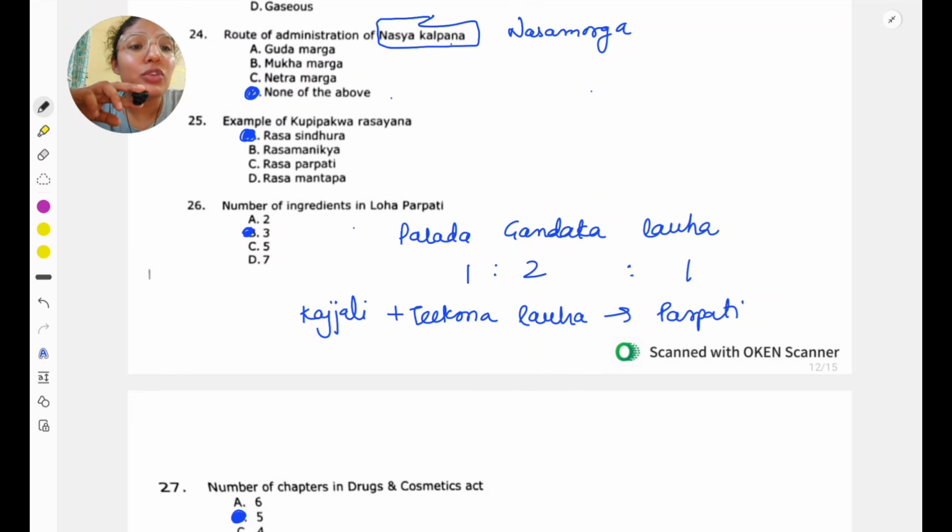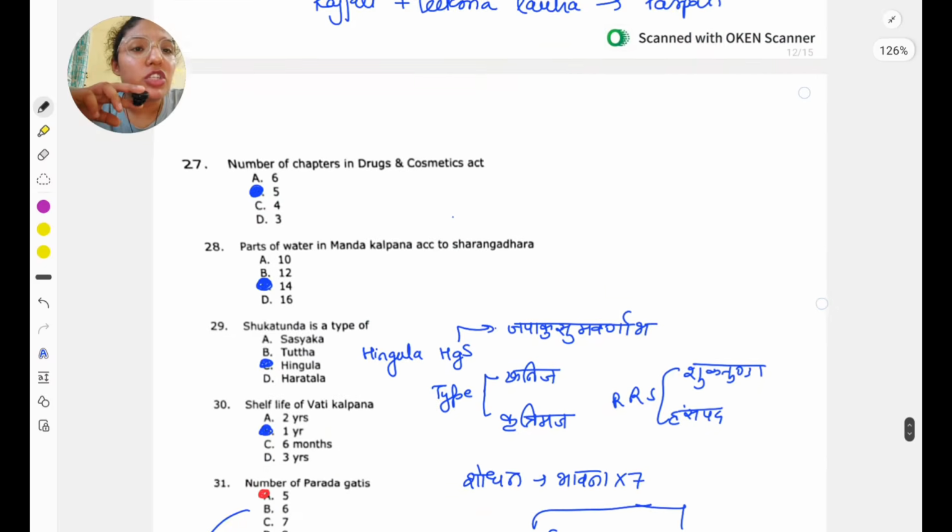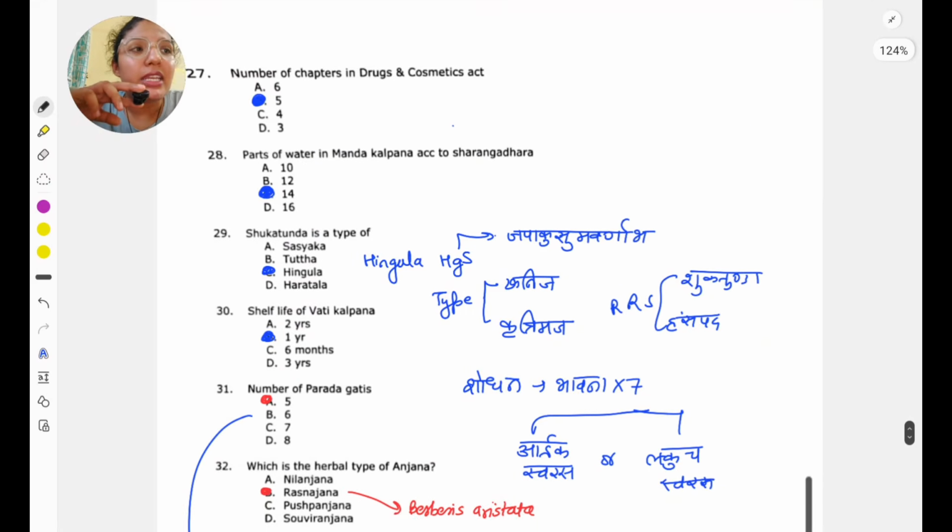Ratio is 1:4, 2:1. Next question is the number of chapters in the Drug and Cosmetic Act. Actually there are 5 chapters explaining the D&C Act. Notes of the D&C Act will also be shared in the group. Parts of Jala in Manda Kalpana according to Sharangdhara Samhita is 14. So this ratio is important, and I will share the ratios of this Kalpana.